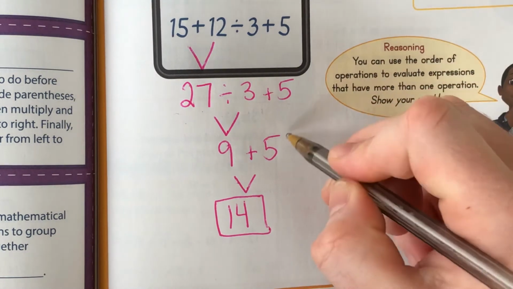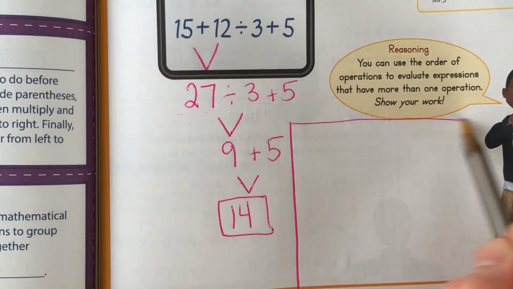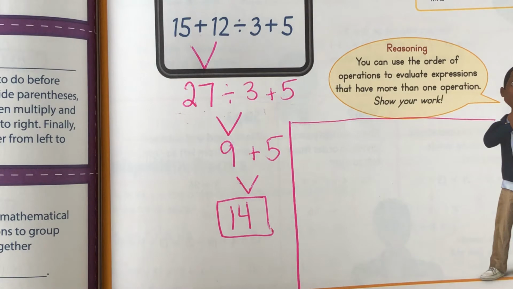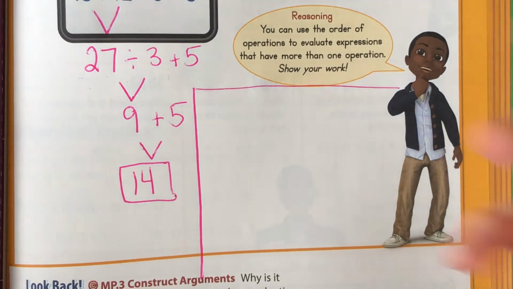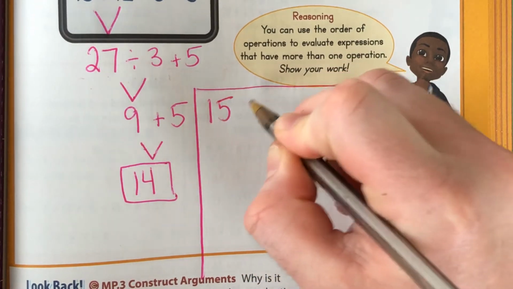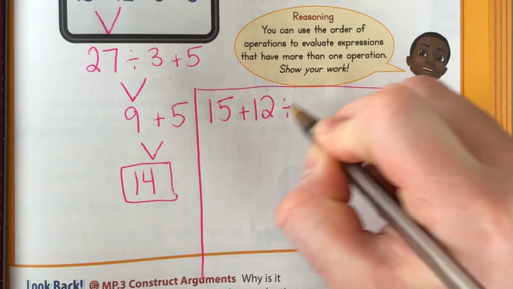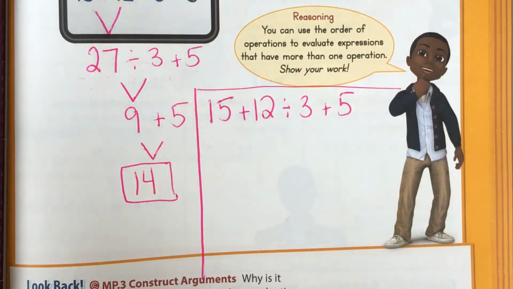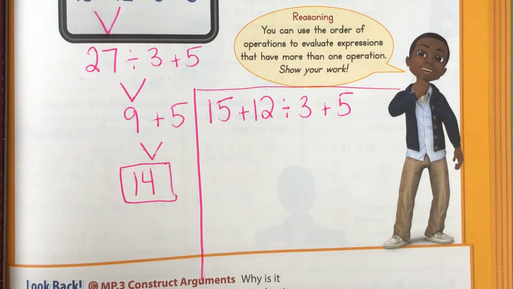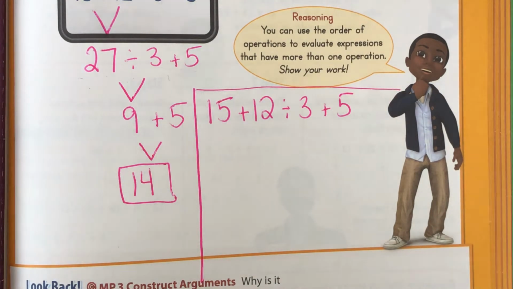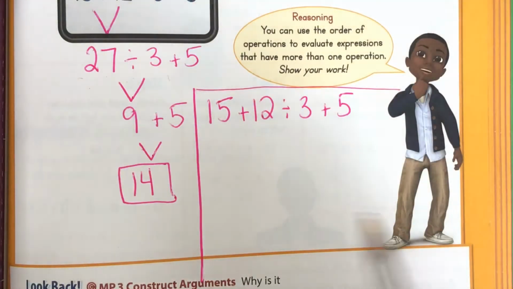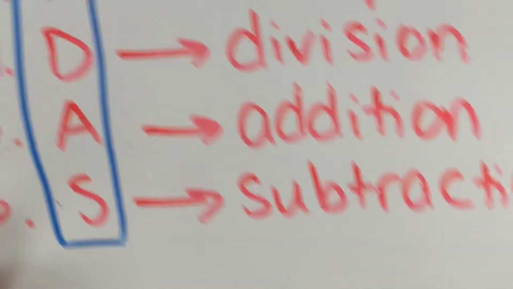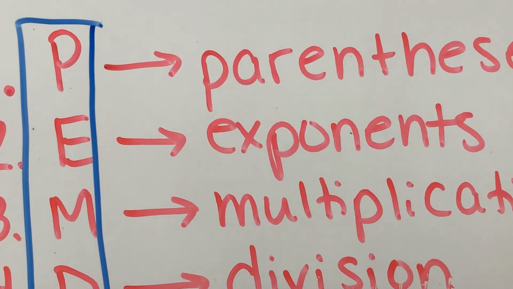Now I'm going to show you how to solve it actually using order of operations, which is the correct math way. So I'm going to rewrite this expression again. It's 15 plus 12 divided by 3 plus 5. Order of operations tells us, and again, if we look at our little list, PEMDAS, the first thing is parentheses. Do we have any parentheses in this problem? We don't, so we're not even going to go there. The next step is exponents.